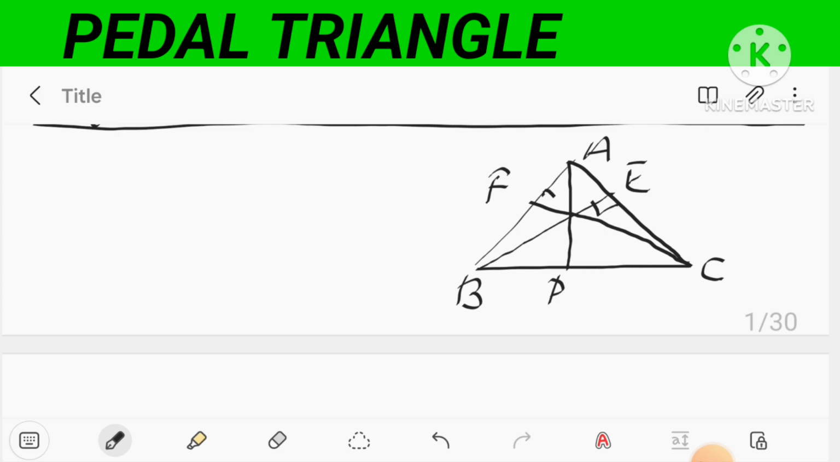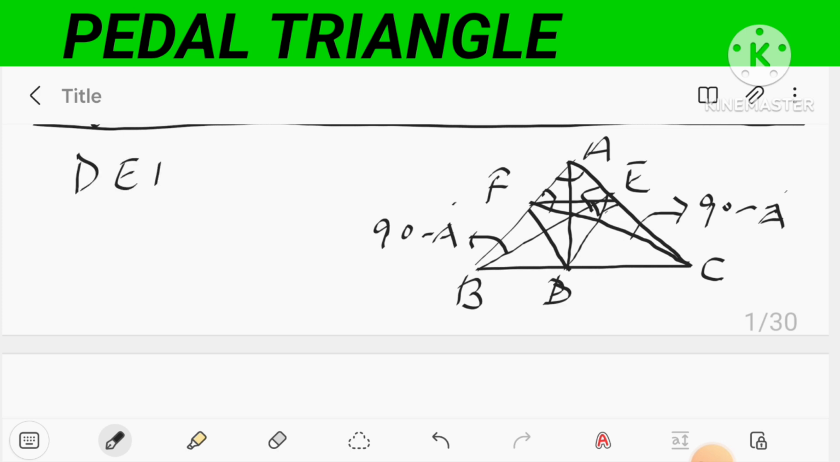This angle is 90 degrees and this angle is A, so this angle is equal to 90 minus A. And in triangle AEB, this is 90 degrees and this is A, so this angle is equal to 90 minus A. And we draw lines E to D, F to D and E to F, and this is DEF. Triangle DEF is a pedal triangle.